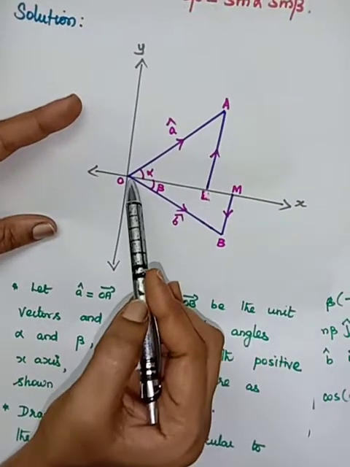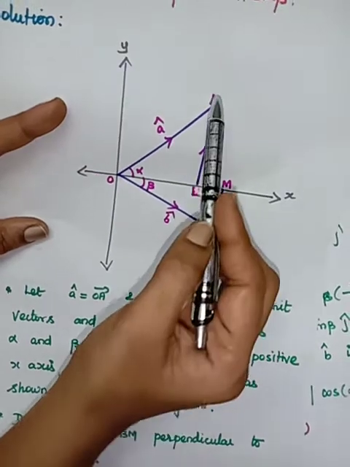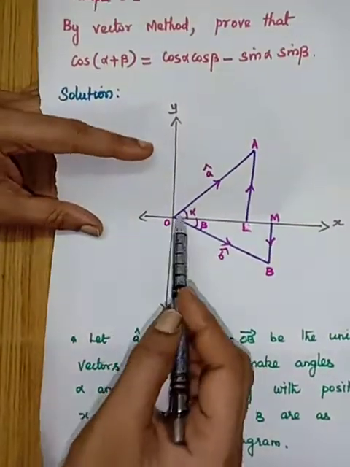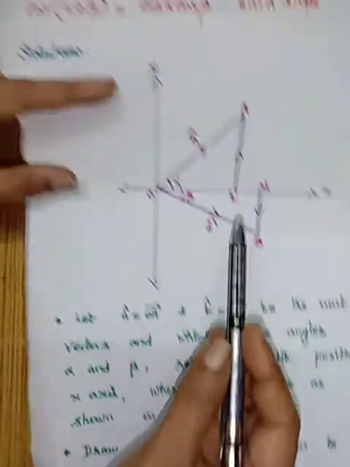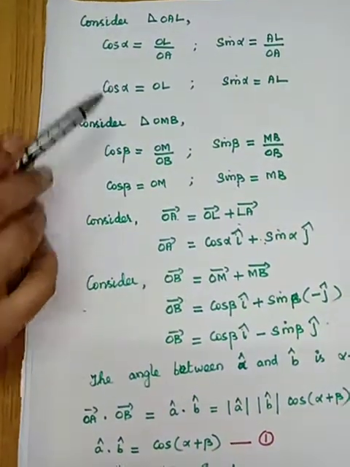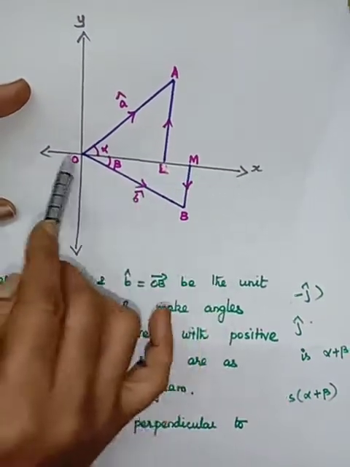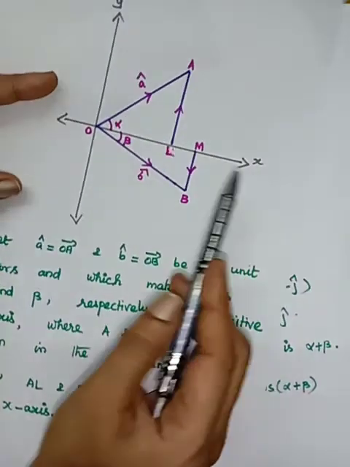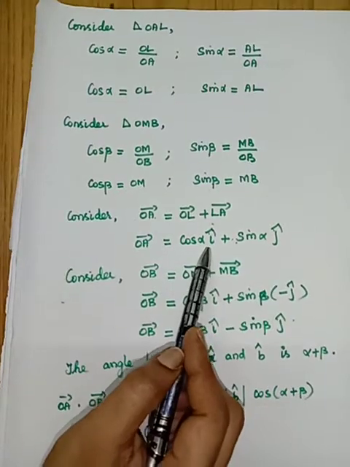How will it be written? As usual, using the triangle law of addition of vectors, OL vector plus LA vector. OL vector plus LA vector. OL vector, while you are writing, you have to consider the magnitude. The OL magnitude is cos alpha and OL is acting on the x-axis. So the OL is on the x-axis, so cos alpha into i cap.